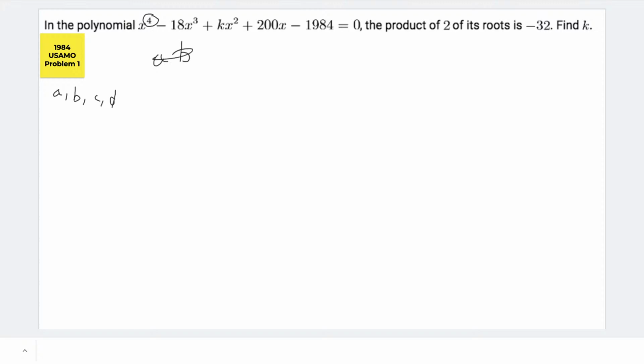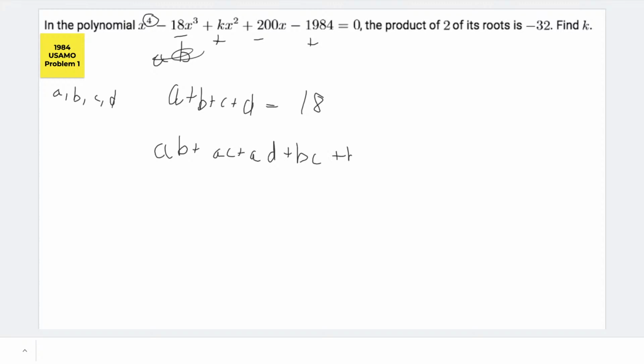We'll first write the sum of the roots, a plus b plus c plus d. It's always negative b over a. So we'll just write negative here, negative here, and positive here, so we know what we're actually computing. And negative b over a is just 18. Now we want the pairwise sum: ab plus ac plus ad plus bc plus bd plus cd, and this equals k, because it's positive k over the first coefficient.